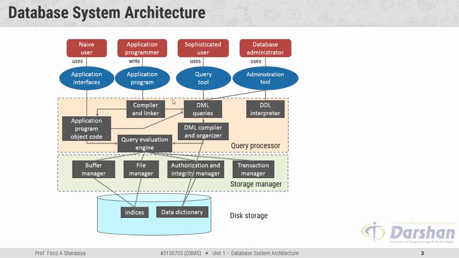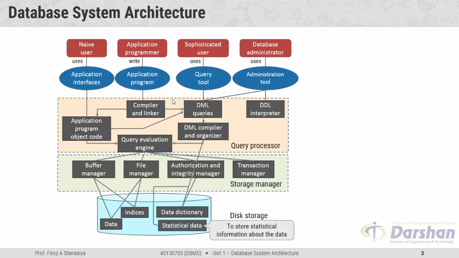Next, move further, indices. These indices will provide faster access to your data items. Then moving further, data, that is where your actual data is stored. We have already discussed that your metadata is stored in the data dictionary and your actual data is stored in your data warehouse. So this data is nothing but your data warehouse where your actual data is stored. And the last one is statistical data, which is used to store statistical information about the data. So this is database system architecture, which mainly consists of three different parts.